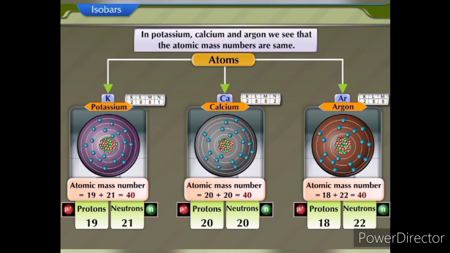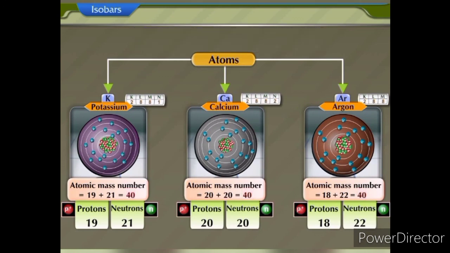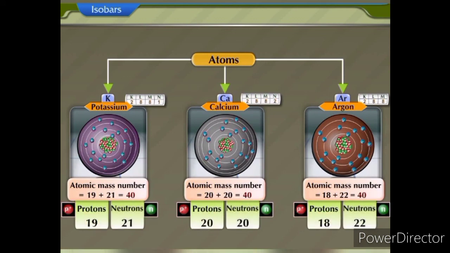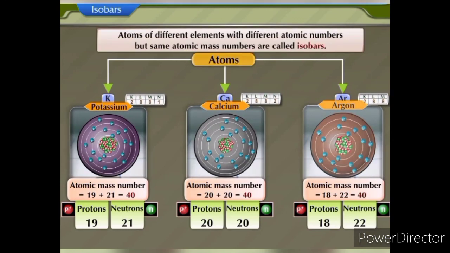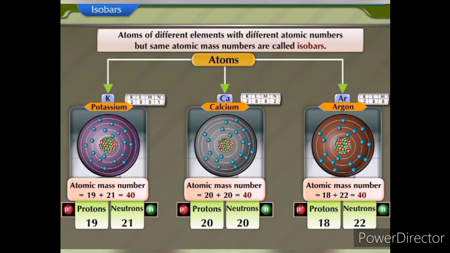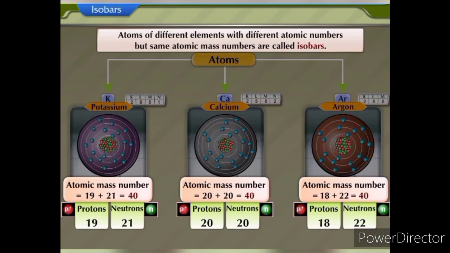In the above examples of potassium, calcium, and argon, we see that the atomic mass numbers are the same. Since the number of protons in each of these elements is different, the number of electrons are also different. Atoms of different elements with different atomic numbers, but which have the same atomic mass numbers are called isobars.